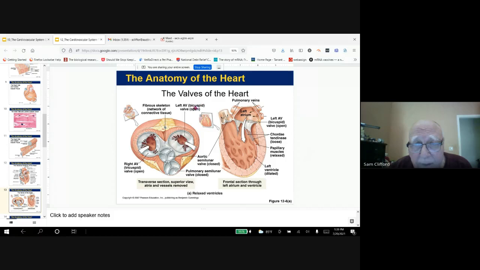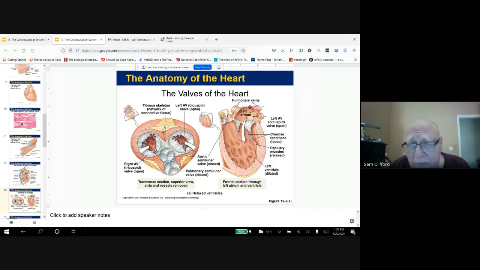So the left AV bicuspid separates the left ventricle and the left atrium. The right atrioventricular valve separates the right atrium from the right ventricle. The aortic semilunar valve makes sure blood goes into the aorta and does not come back. The pulmonary semilunar valve makes sure the blood pumped into the pulmonary artery keeps going on its way to the lungs and does not fall back into the right ventricle.